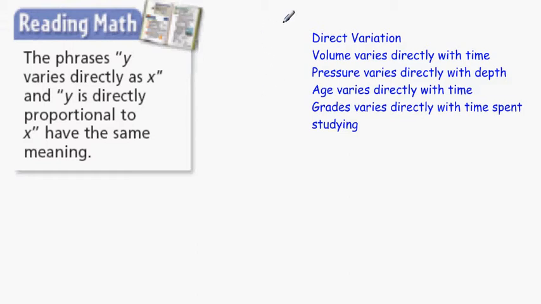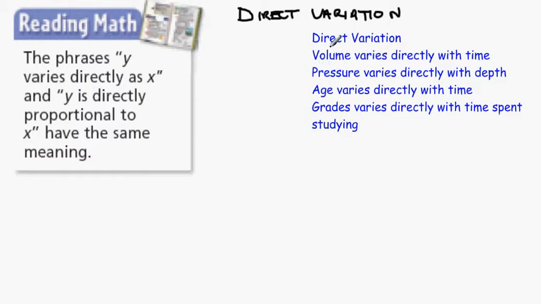Okay, here we're looking at direct variation. I'm going to give you some examples of direct variation and see how they play out. So, suppose I say volume varies directly with time.